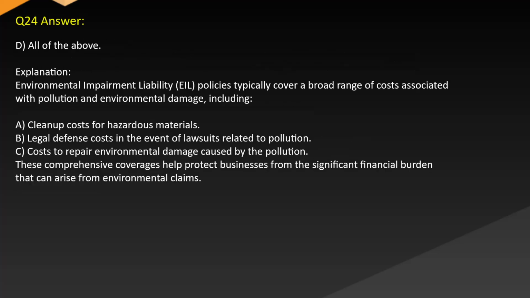Answer: D. All of the above. Explanation: Environmental impairment liability policies typically cover a broad range of costs associated with pollution and environmental damage, including A. Cleanup costs for hazardous materials. B. Legal defense costs in the event of lawsuits related to pollution. C. Costs to repair environmental damage caused by the pollution. These comprehensive coverages help protect businesses from the significant financial burden that can arise from environmental claims.